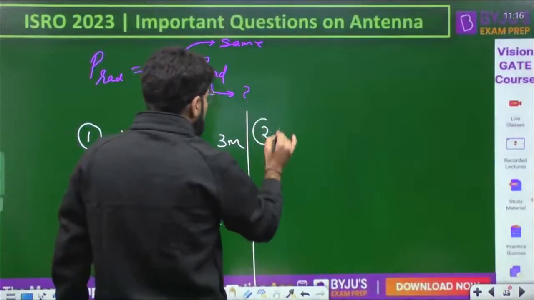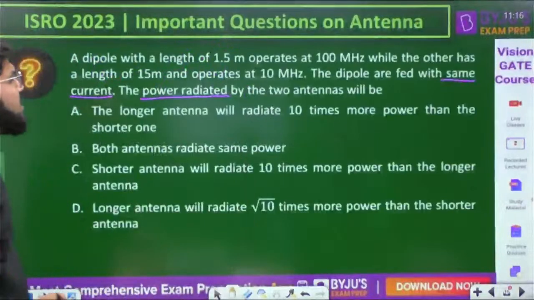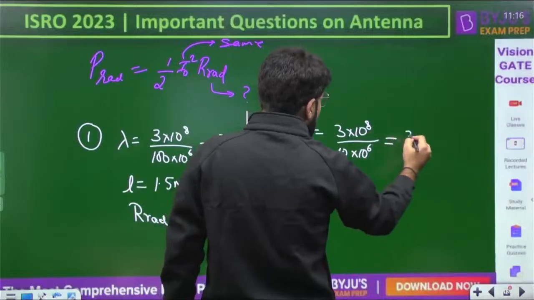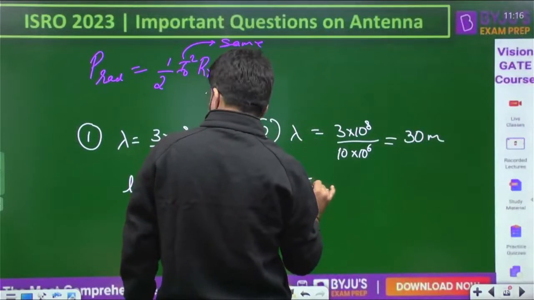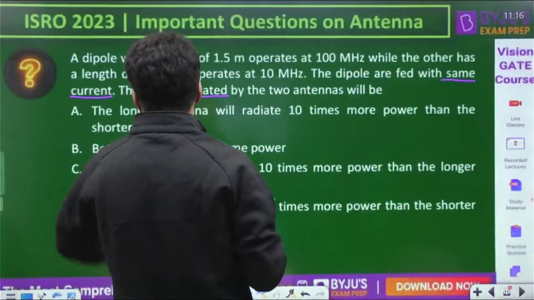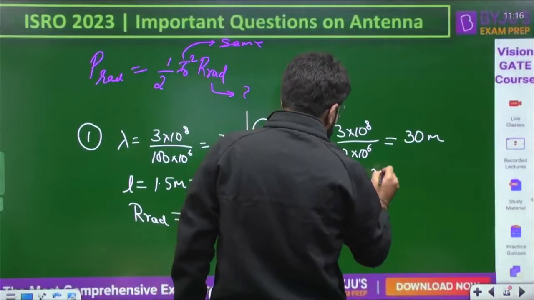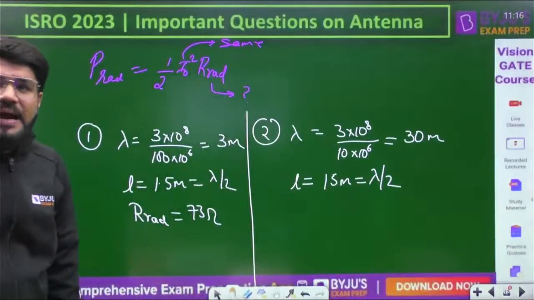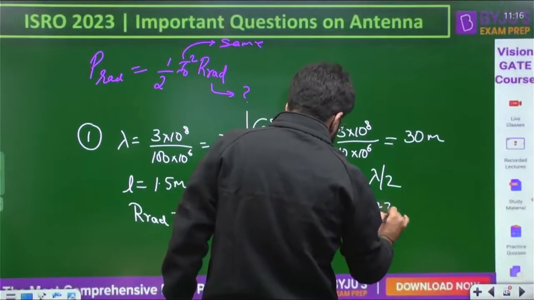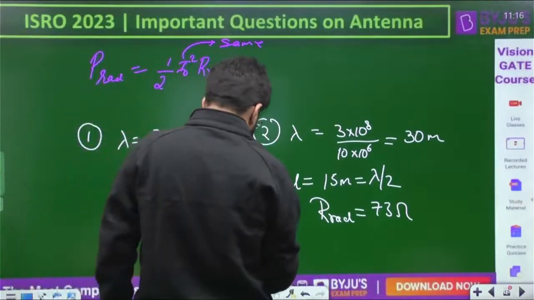Case number 2, what is the wavelength? Operating wavelength is C by F, 3 into 10 power 8 divided by the frequency, and in the next case the frequency is 10 megahertz. So 10 power 7 cancelled, and the wavelength is 30 meters. So length is given by how much? Length of 15 meter, given, and this is again lambda by 2. Accordingly, what is the radiation resistance here? 73 ohms. So ultimately radiation resistance also turns out to be the same for both.